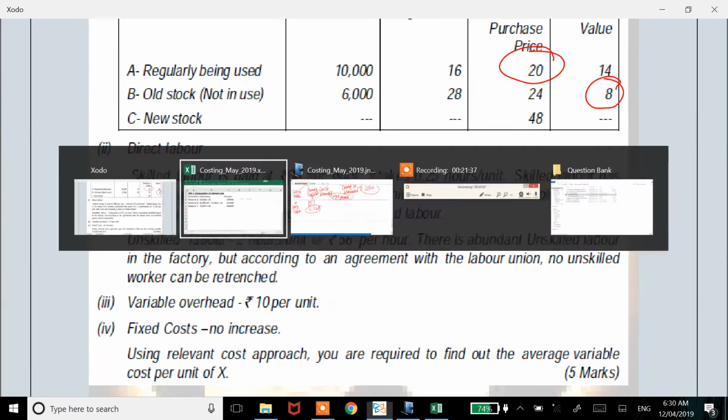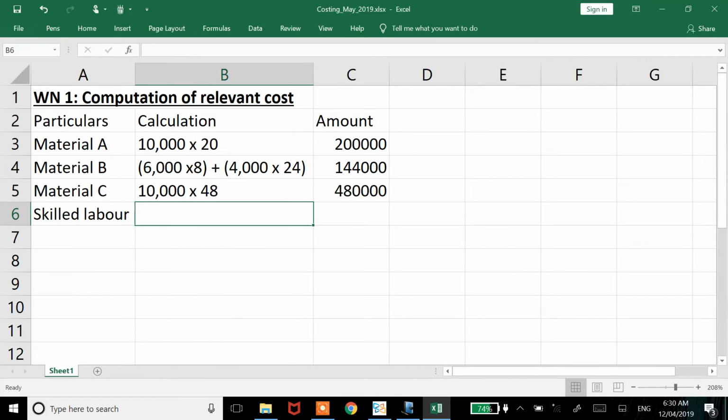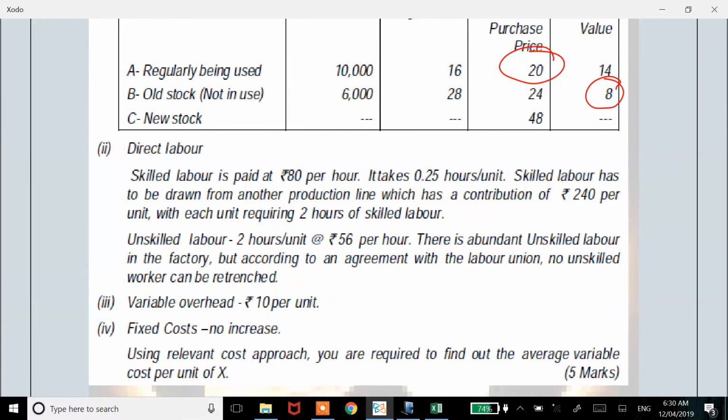Now let's come to labor. First write skilled labor. Then we'll analyze what is there in the skilled labor scenario. Skilled labor is paid at 80 per hour. It takes 0.25 hours per unit. Skilled labor has to be drawn from another production line which has a contribution of 240 per unit, with each unit requiring 2 hours. I get to know that skilled labor has to be drawn from another production line. That is, I have to take these people from another audit and tell them to work on this audit.